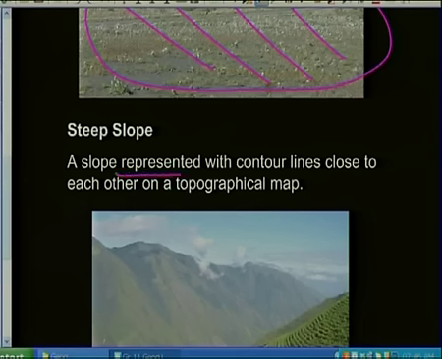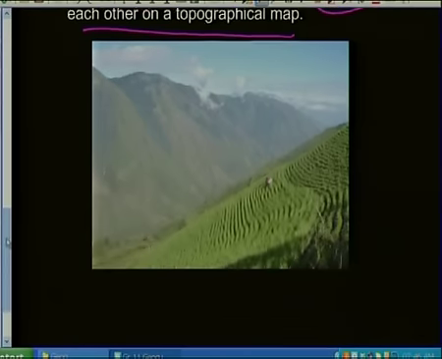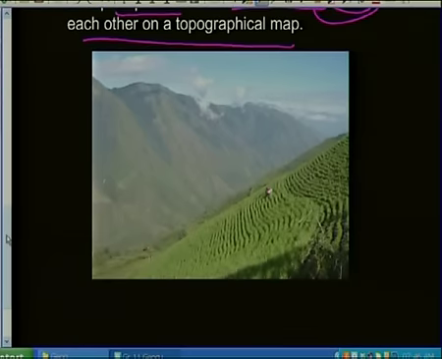Let's look at a steep slope. A slope represented with contour lines close together. Remember, gentle slopes, contour lines are far apart. Steep slopes, contour lines are close together on a topographical map. And here's a photograph showing you a steep slope. Note the scarp or steep and how the angle increases away from the horizontal. This is best described by contour lines that are close together.